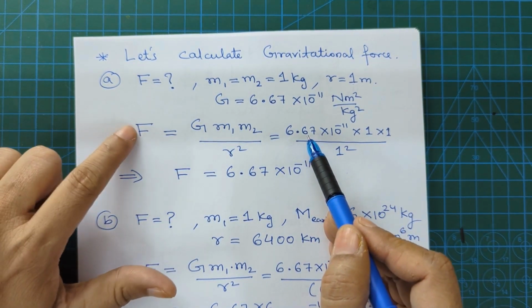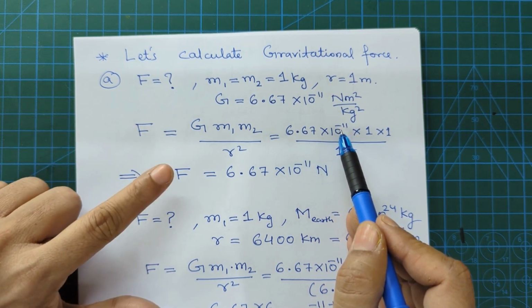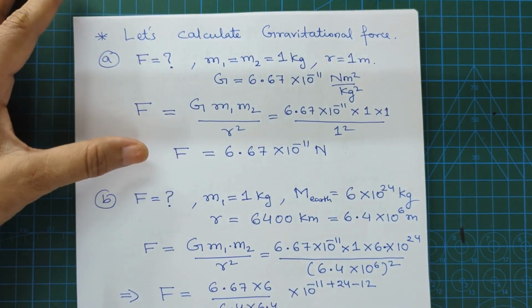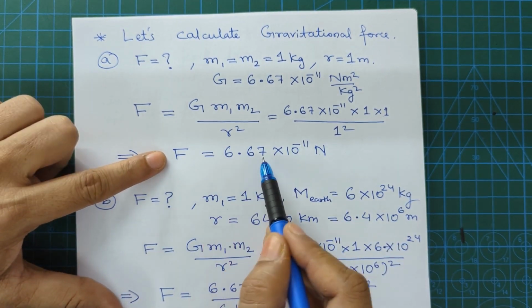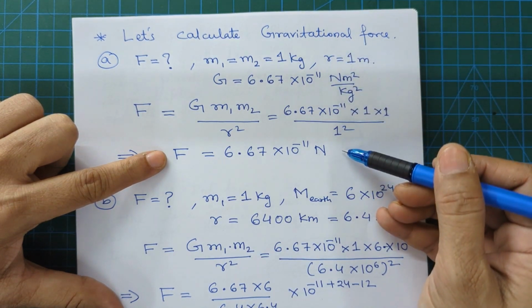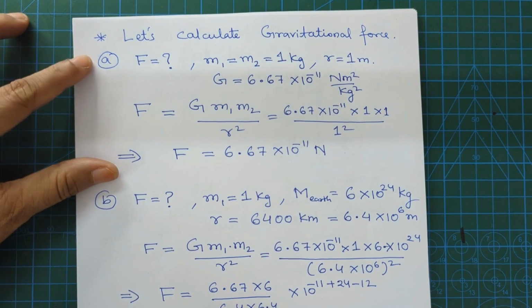So how much is the force of gravity? The value is 6.67 into 10 to the power minus 11, and since it is a force, it is measured in newtons. So the force of gravity between any two unit masses separated by unit distance is 6.67 into 10 to the power minus 11 newton. Though this much calculation is done, it is something that should be remembered: the force of gravity between unit masses separated by unit distance is equal to 6.67 into 10 to the power minus 11 newton.